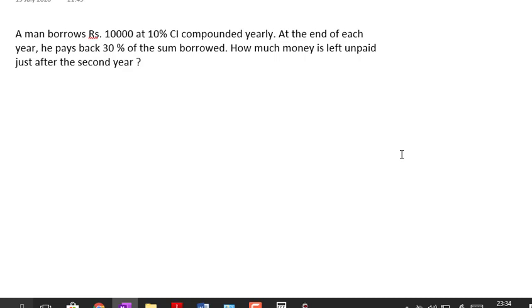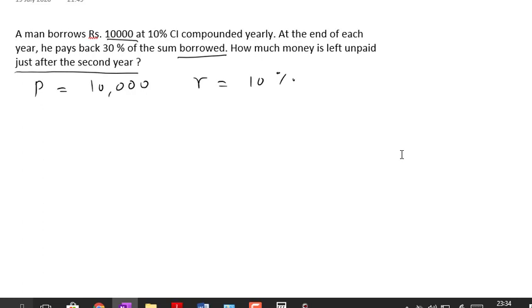Okay, so a man borrows 10,000. So this is P. P is given 10,000. Now rate of interest is given 10%. At the end of each year, he pays back 30% of the sum borrowed. So 30% of the sum borrowed is 10,000. We calculate 30% of this sum and we will repay this. How much money is left unpaid just after the second year? We have to find just after the second year.